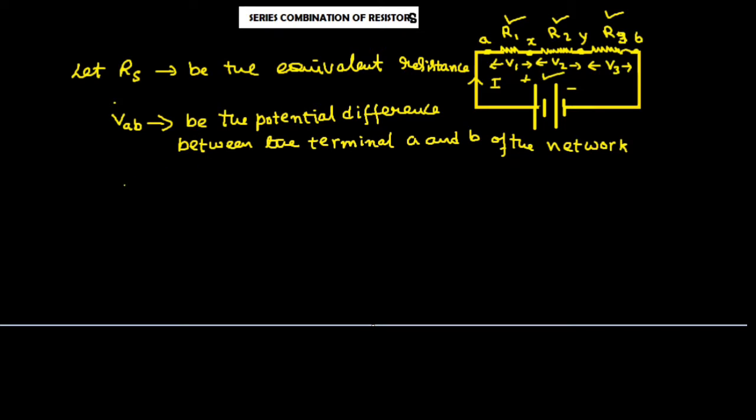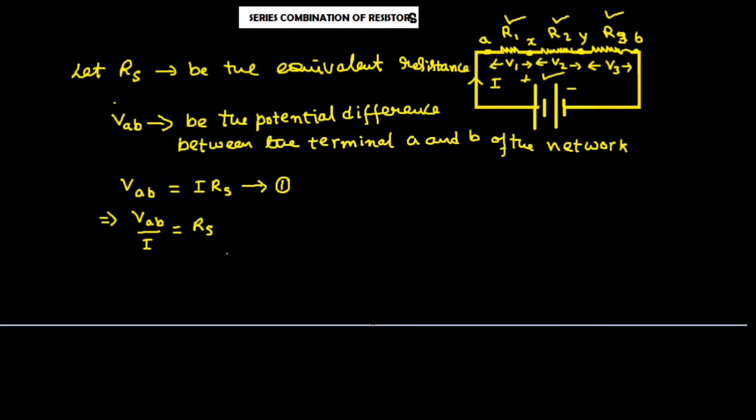Since VAB is the potential difference between the terminals A and B, and I is the current flowing through each resistor, therefore we can write VAB equal to I multiplied by Rs. Here Rs is the equivalent resistance. Let me mark this as equation 1. So clearly from equation 1, we can also write VAB divided by I is equal to Rs.